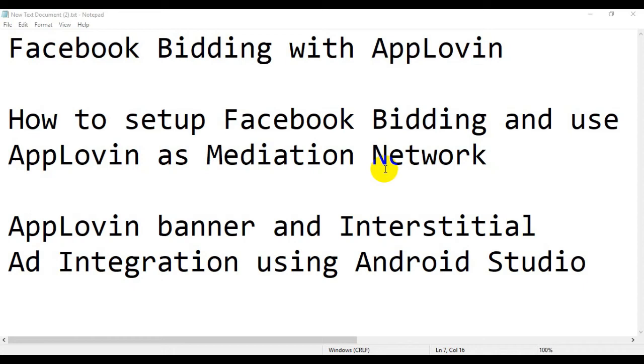Hello everybody. Today in this video you will learn how to move your Facebook apps to Bidding using AppLovin Max as mediation network, how to integrate both Facebook Audience Network and AppLovin in the same app. You will also learn how to integrate AppLovin Max ad banner and interstitial ads in Android Studio using Java. To do so, follow these simple steps.